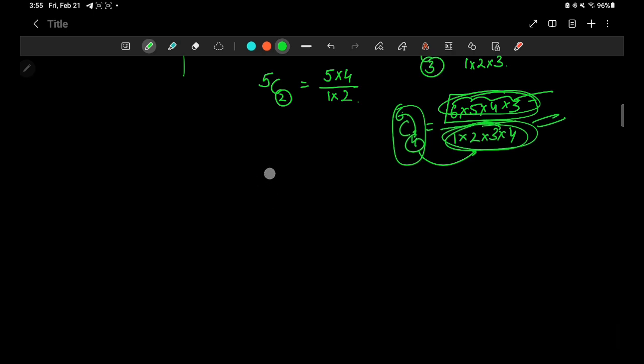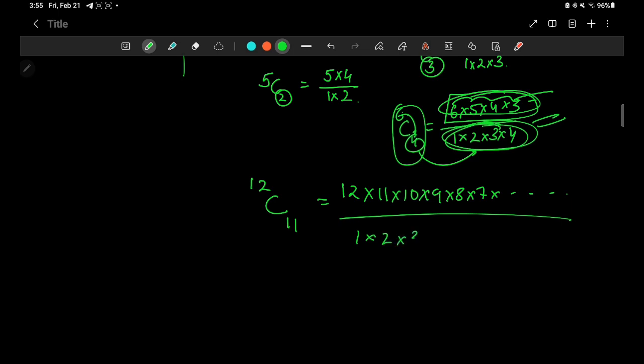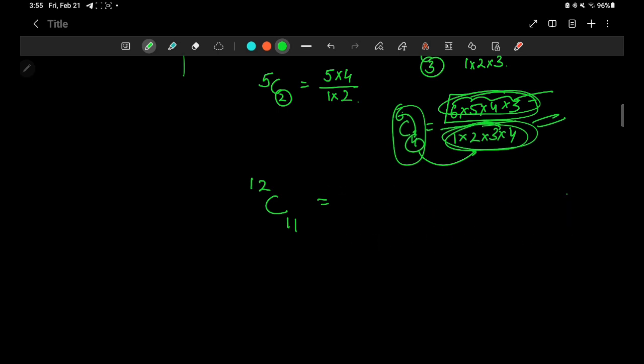If you get a big number, let's say like 12c11, now how will you do this? You can't keep on writing like this, 12 into 11 into 10 into 9 into 8 into 7, and divide by 1 into 2 into 3, and so on till 11. This is very tedious, no? So what we can do is, there's a formula.